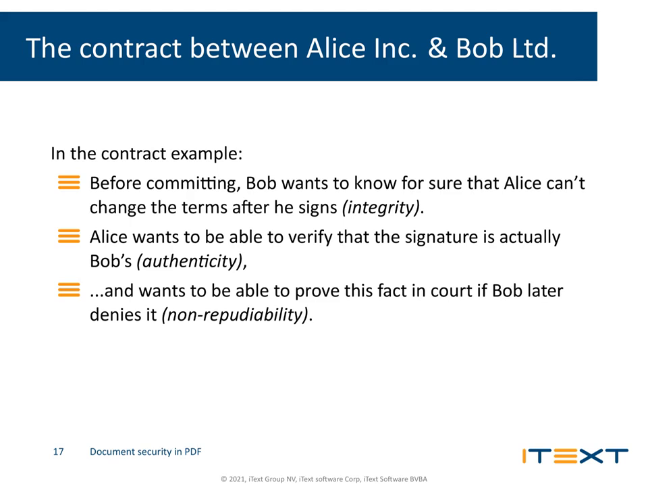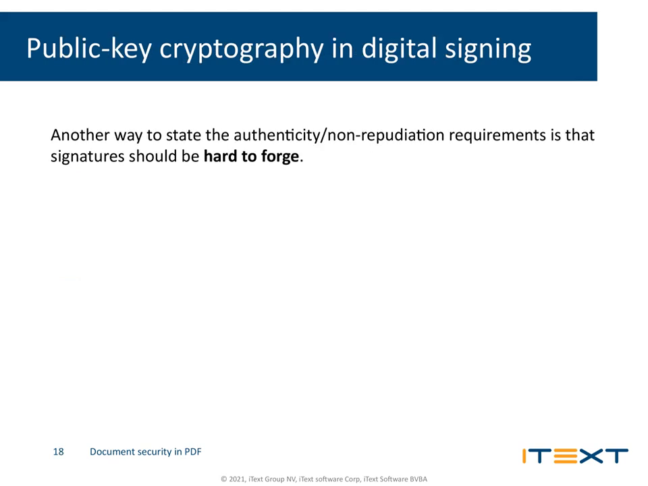So not only does Alice want to know who the signature belongs to right now, but she also wants to be able to verify signatures further down the line, not only to herself, but also to third parties. And this is kind of what sets apart non-repudiability from authenticity in the most narrow sense. Another way to state this authenticity requirement very succinctly is to say that signatures should be hard to forge.